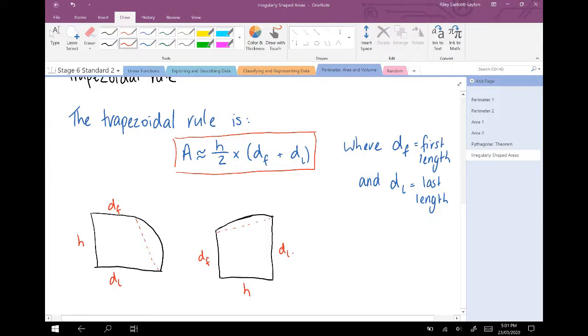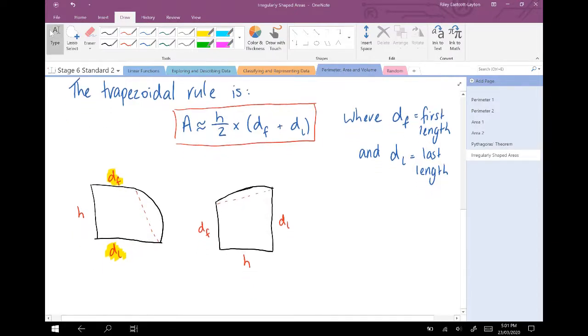Now, whichever one you deem to be your df and your dl, it doesn't really matter in this case. The main thing is that your height isn't on one of the sides that have the 2 different lengths. So if you can see here, one of these has to be df and one of these has to be dl because they're different lengths. If we called one h, we're just going to end up in a world of trouble. So just keep in the front of your mind that h has to be our one measurement, and later on we'll see it's the one that's consistent for each of our trapezia that we're drawing.